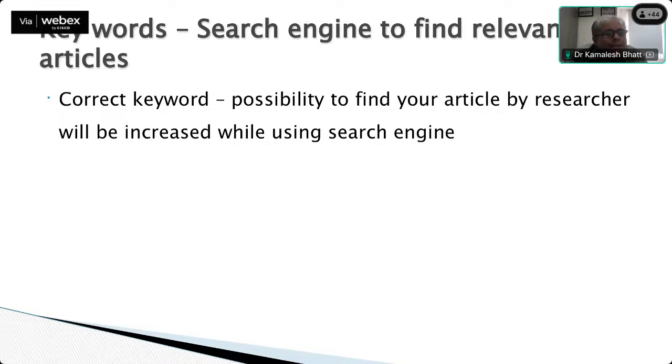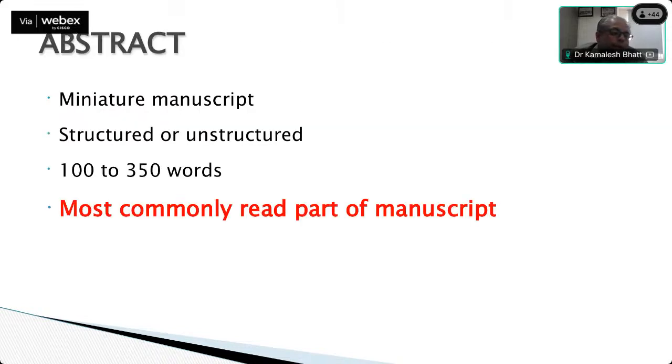Now the last part is, after everything you have prepared, you have to prepare the abstract. And why have I highlighted it in a red font? Because it is the most commonly read part of the manuscript. Okay, abstract you can also call a miniature manuscript. Like a movie has a trailer, the abstract is a trailer of the manuscript.